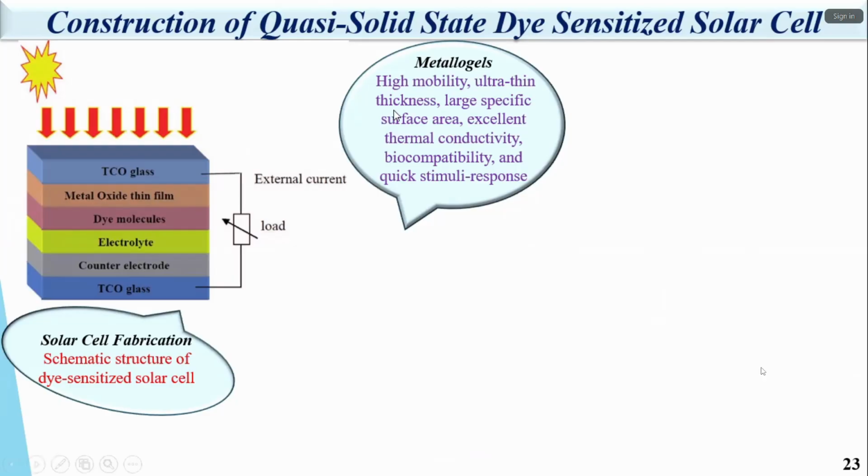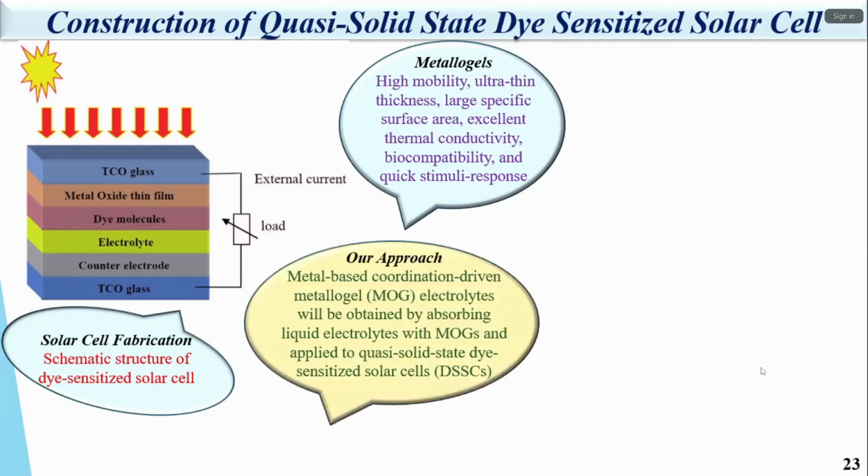So metal gel can be used for high mobility, ultra thin thickness, large specific area, excellent thermal conductivity, biocompatibility, and quick stimuli response. When light interacts with this metal gel, we can get a quick stimuli response and quickly convert this light energy to current.